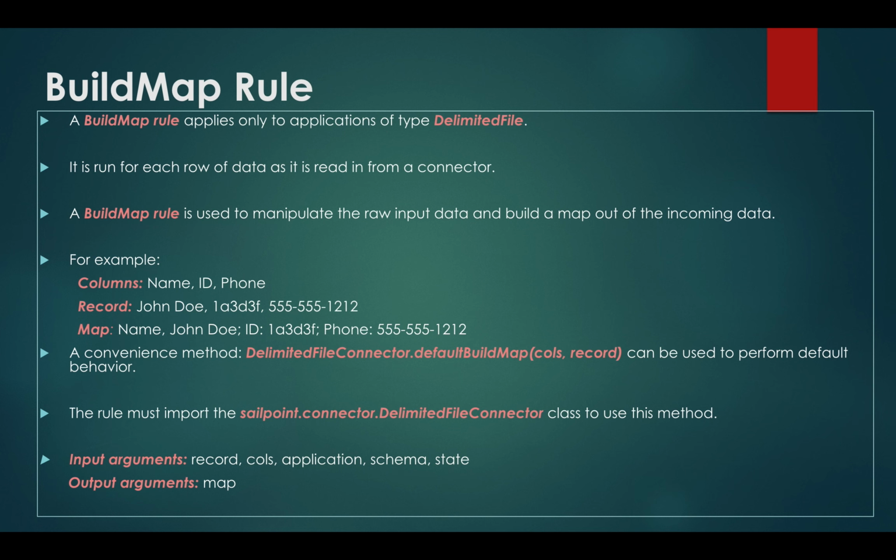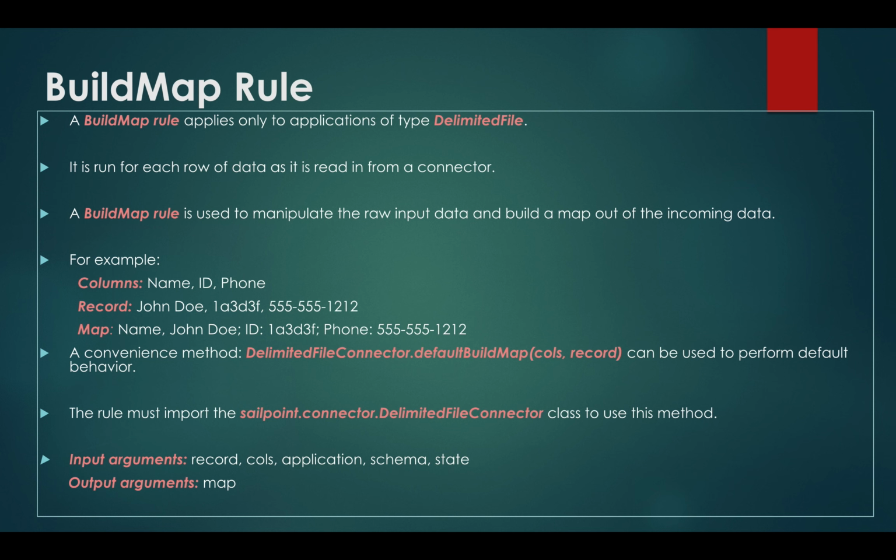Let's say we have the column names in a delimited file as name, ID, and phone, and the corresponding record is John for name, 1A3D3 as an ID, and phone number 555 as phone. Then the result of the build map rule is a map of key value pairs. So in our case, the keys are the column names and the values are the records.